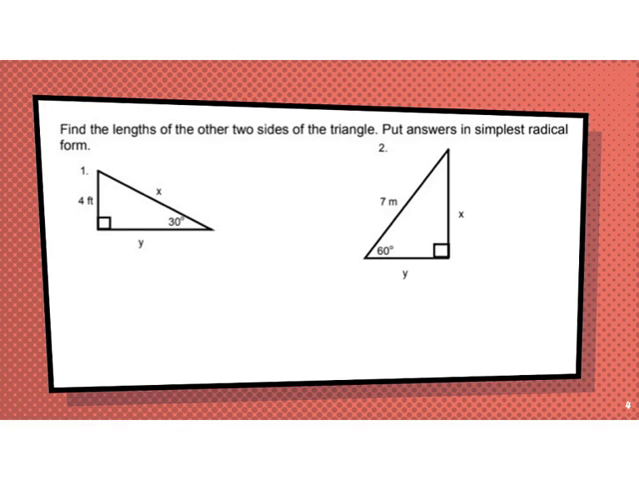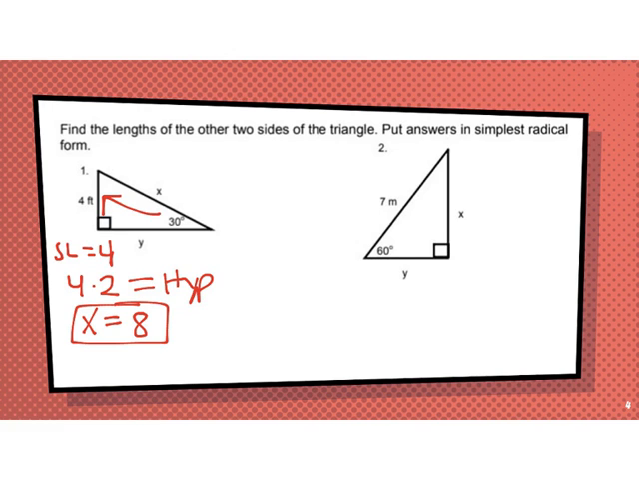To go over a few examples, we're going to find the lengths of the other two sides of the triangle. We're going to put our answers in simplest radical form too. So we are given a short leg. The reason I know that is because it's across from the 30 degree angle. Now we're going to figure out x and y. If this short leg equals 4, to find my x, I'm going to multiply 4 times 2 to get my hypotenuse. My hypotenuse represents x, so x equals 8.